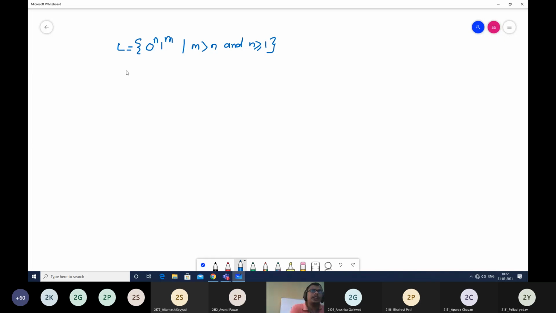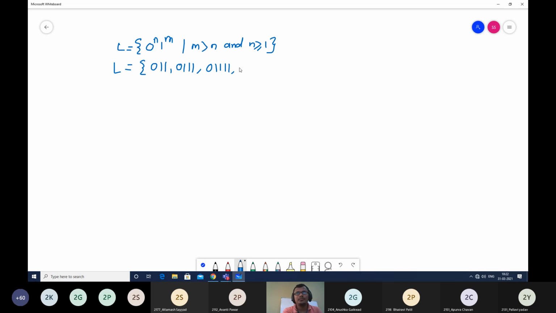So with this, if I try to write strings for my language, how will the strings be? Suppose the value of n is 1. Then the number of zeros will be 1. In that case, I should have a minimum of 2 ones, because m is greater than n. I may have 3 ones also, 4 ones also, 5 ones also, and so on. This is with the value of n as 1.